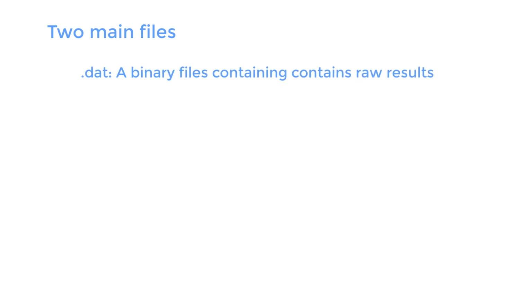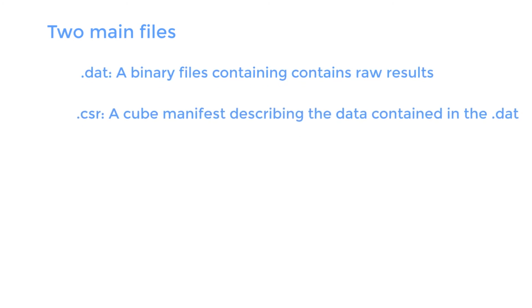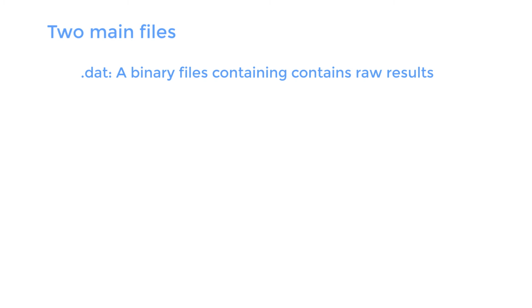Let's have a look at cube files. A cube is made of two main files: a .dat, which is a binary file that contains the raw result of the simulation, and a .csr, a cube manifest describing the data contained in the .dat.